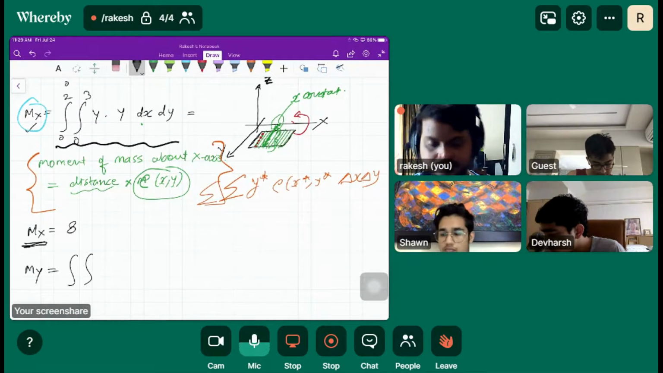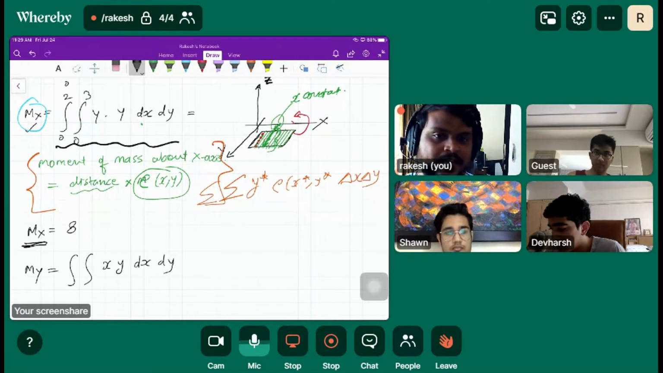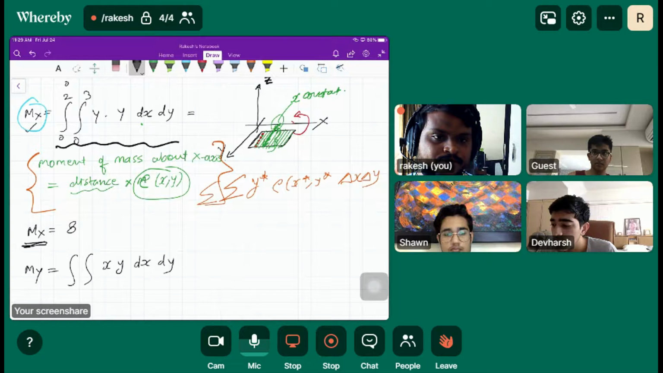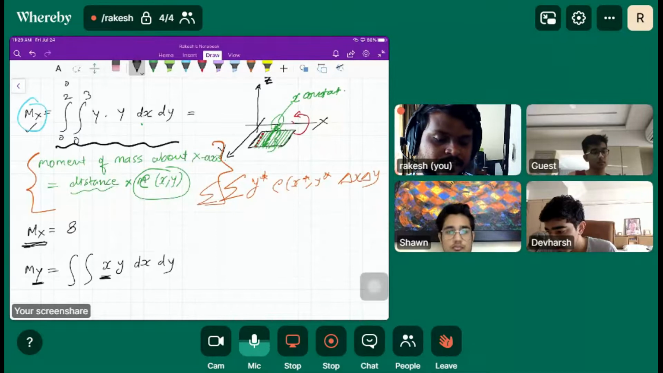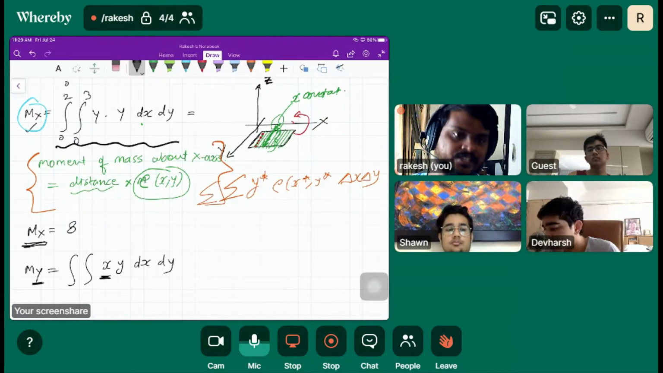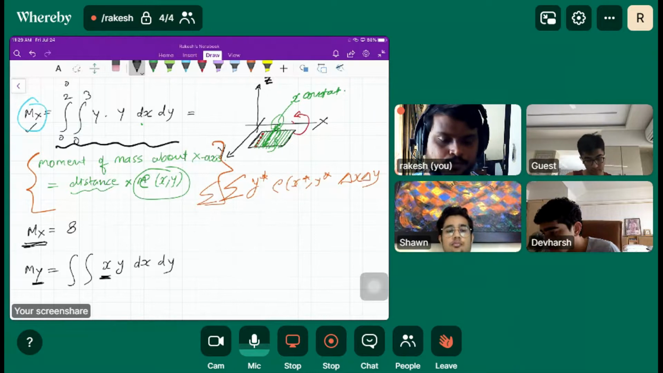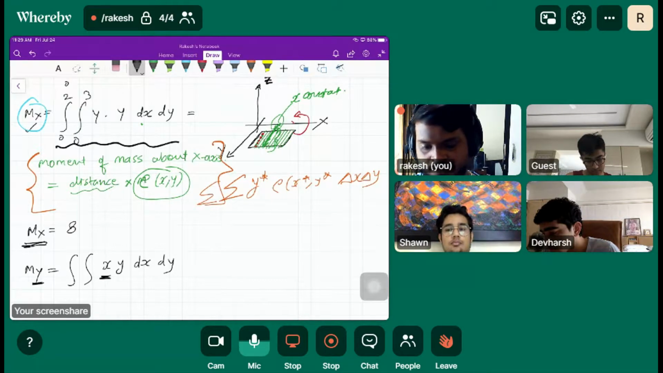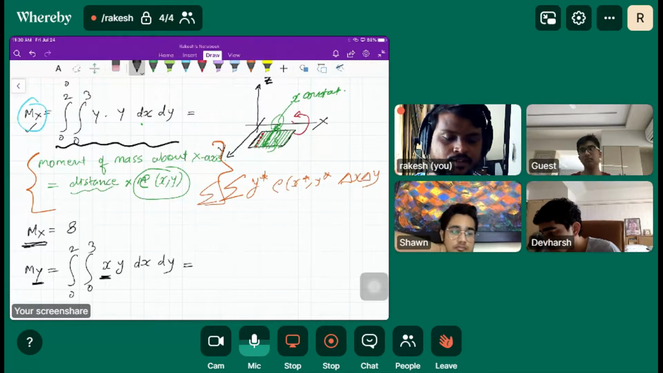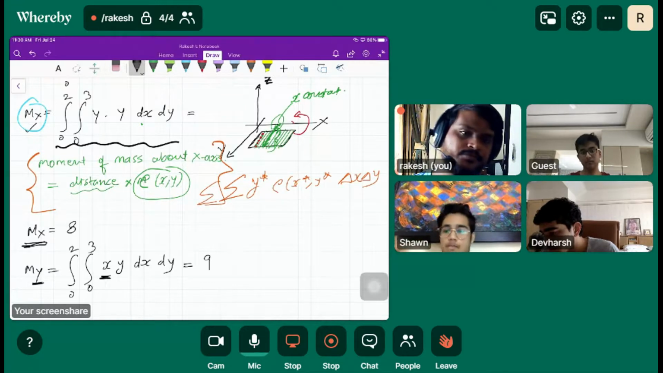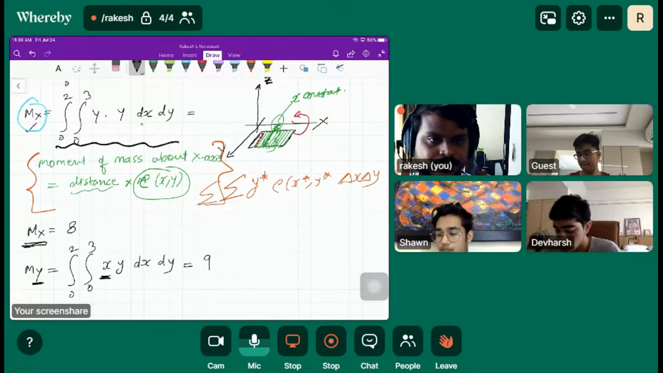But the arrangement is x y dx dy, sorry. Right, Sean? x y dx square dy? Because we are about the y axis, so where x is changing, we integrate x rho, the mass density function, and the limit is 0 to 3, 0 to 2. Okay, the answer to this is 9. You can easily integrate this.